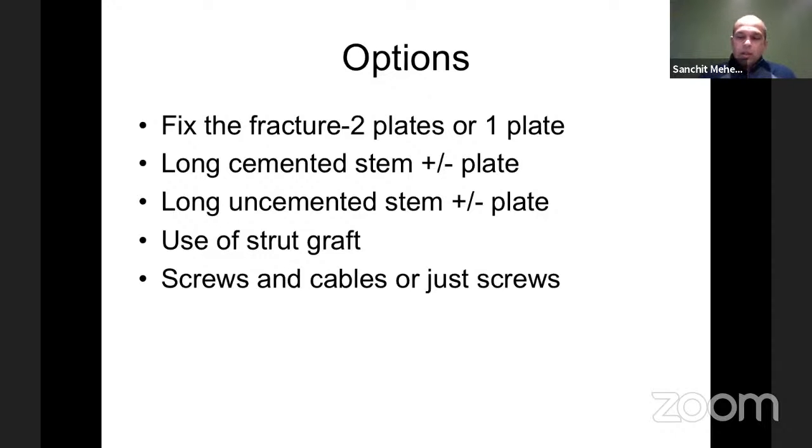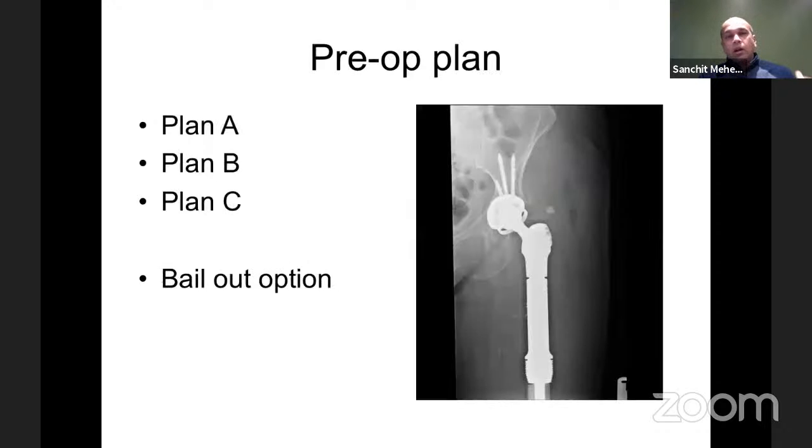On this occasion, what is key to remember is you have to have your plan A, plan B, plan C, and then a bailout option. Sometimes these fractures are quite deceptive and things can go wrong pretty quickly. So something like a tumor prosthesis on the shelf is always a good idea. We have found that in some periprosthetic fractures, going straight to proximal femoral replacement sometimes saves a lot of time and you can do a much quicker operation.